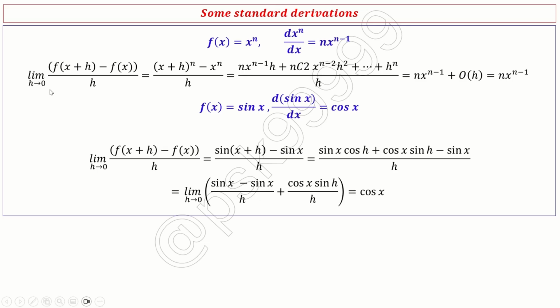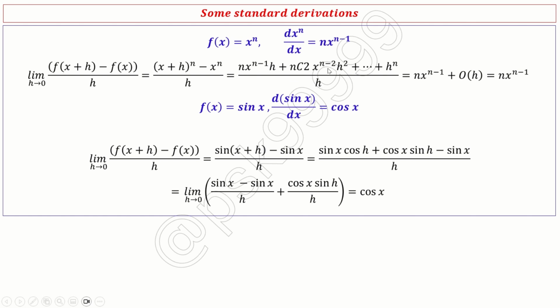First principle says limit h tends to 0, f of x plus h minus f of x divided by h. Correct? So f of x plus h is nothing but x plus h whole to the power of n, because f of x is x to the power of n, minus x to the power of n, divided by h. Now if I expand this, I get an x to the power of n term, and minus x to the power of n is there, so both get cancelled. So I am left with the other terms: n times x to the power of n minus 1 h plus nC2 x to the power of n minus 2 h square plus up to h to the power of n.